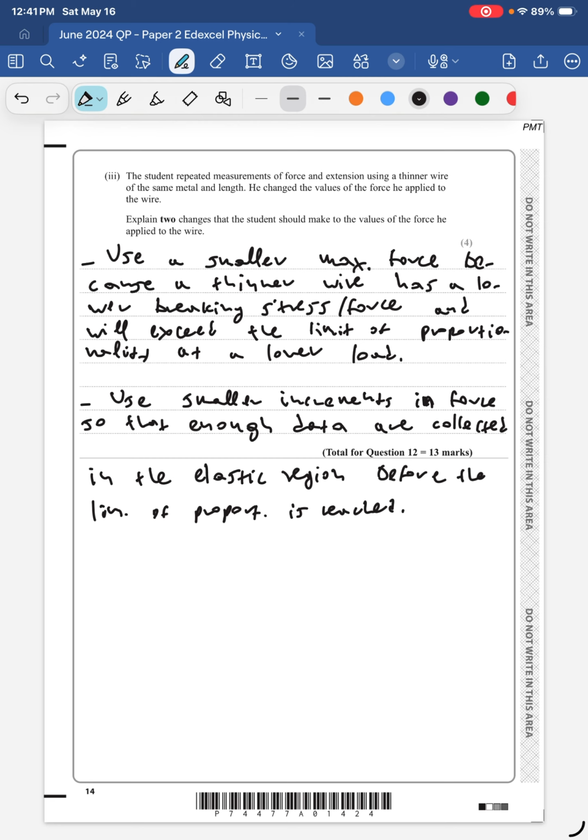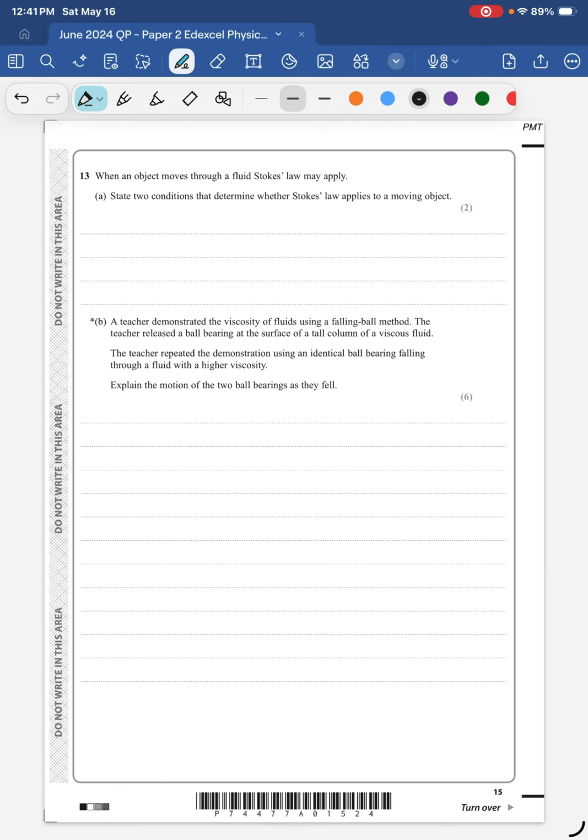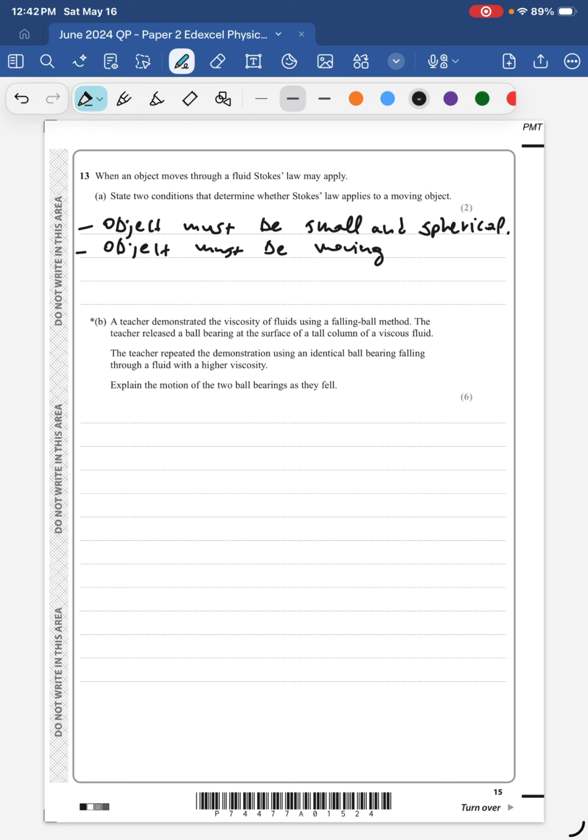Let's move on to the next one. Question 13 is the last one in section A. When an object moves through a fluid, Stokes' law may apply. State 2 conditions that determine whether Stokes' law applies to a moving object. The object must be small and spherical. The second point is that the object must be moving at slow speed, and the flow must be laminar.